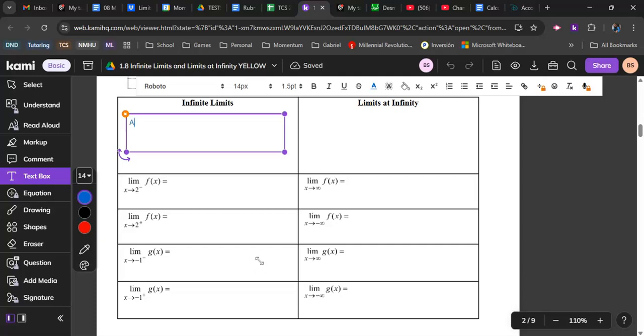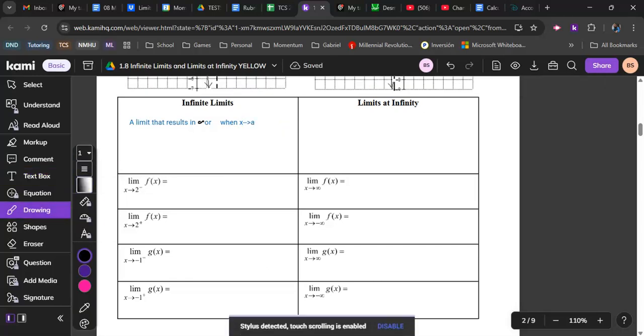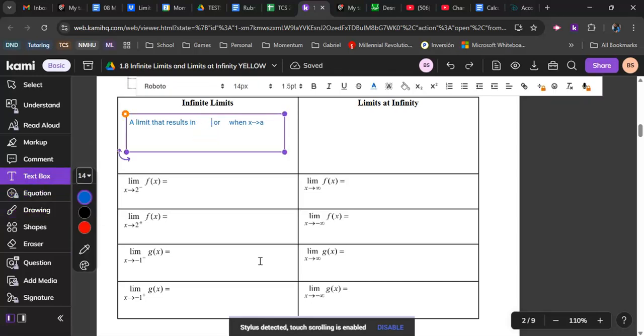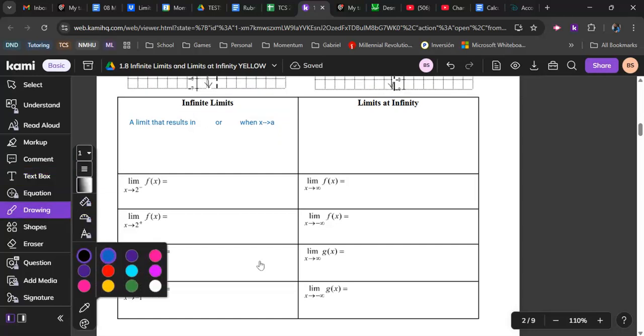So this is basically saying that a limit that results in infinity or negative infinity when x goes to a. The symbol that you need to put in there, I don't have enough room. Hang on, there's definitely not enough room there. So it results in infinity or negative infinity.